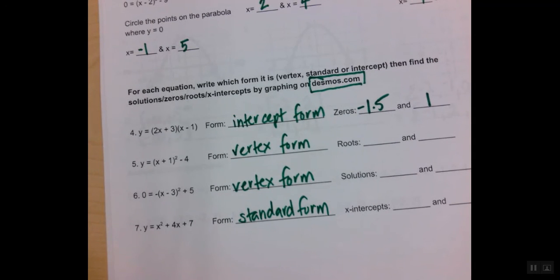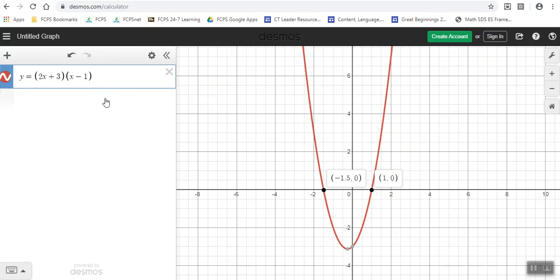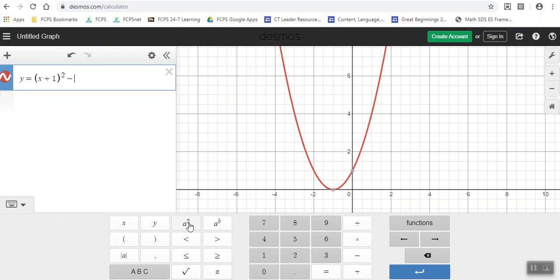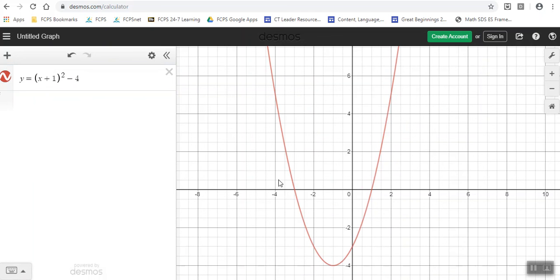Okay, next one, need to graph it. x plus 1 squared minus 4. Okay, this one, when you click on the x-intercepts, you get negative 3 and positive 1.